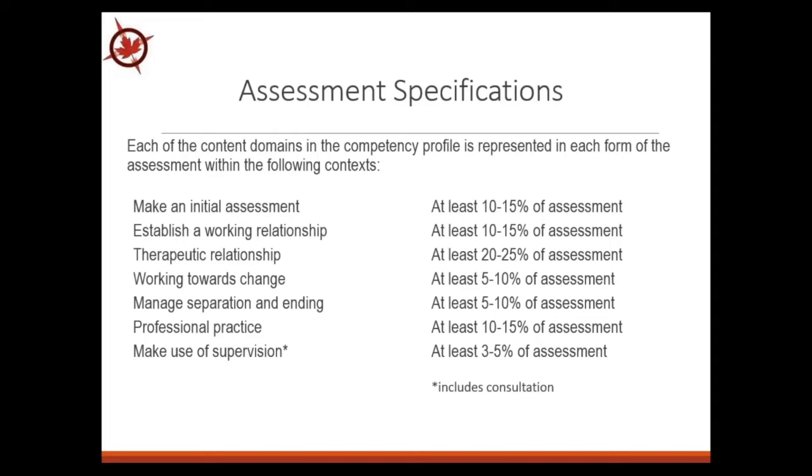As you know, therapeutic alliance is the most important thing that we have at our disposal to facilitate change with a client. The more that we can develop that therapeutic alliance, the more likely it is that we're going to be able to communicate clearly what it is that the client is wanting, needing, and having concerns with, and what it is that we can do to be of assistance with them. For that reason, that is why you've got that 20 to 25% of the assessment looking at that therapeutic relationship.